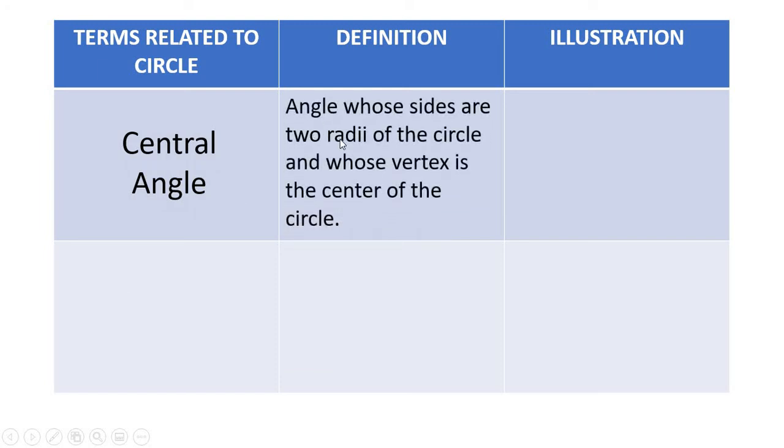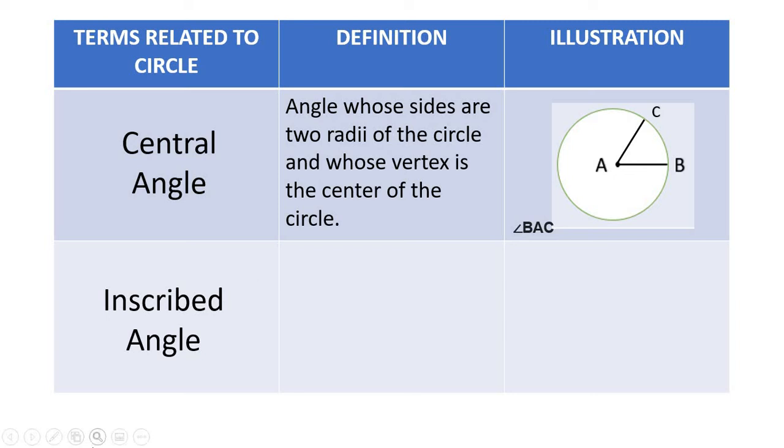Angle whose sides are 2 radii of the circle and whose vertex is the center of the circle. Here is an illustration. So, lagi lang tatandaan, kaya nga siya tinawag na central angle because the vertex is the center itself. For this example, the point A or the center A is its vertex, and the sides are 2 radii, diba? The line segment CA and the line segment AB are radii. For this example, we have angle BAC as the central angle.